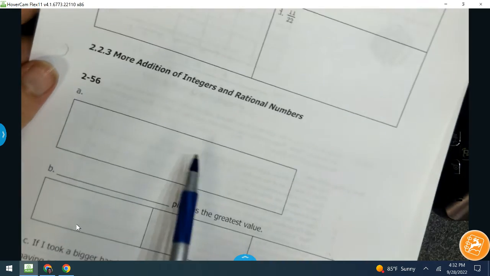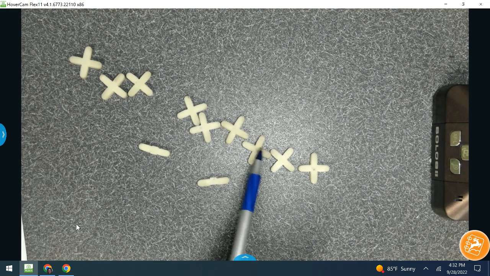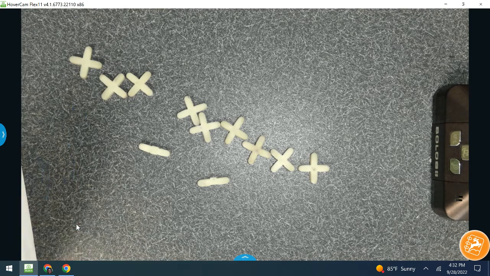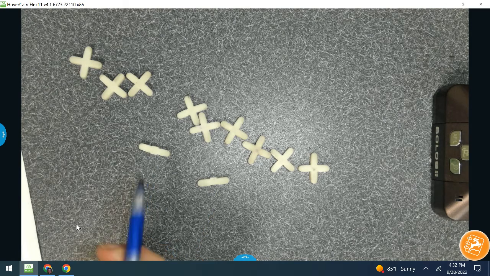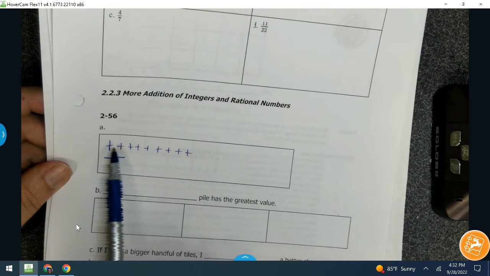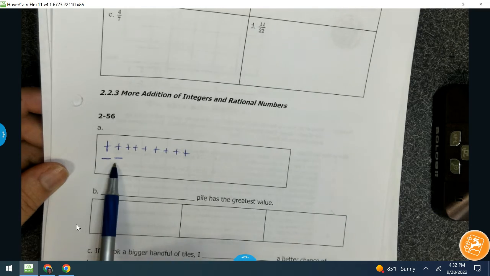right here. And I'm going to do that off screen just so that you can continue to see what I have. But I see I have 1, 2, 3, 4, 5, 6, 7, 8, 9 of these positive integer tiles. And then I have 1, 2 of the opposite of 1. So my drawing looks like this. I have 1, 2, 3, 4, 5, 6, 7, 8, 9, and I have 2 more.